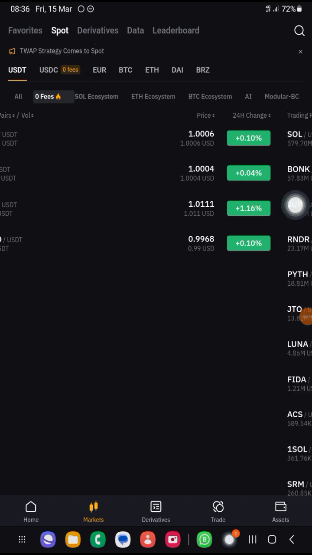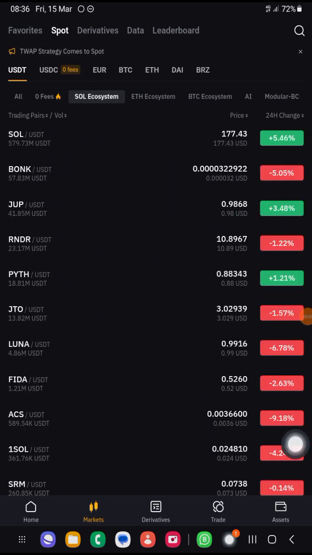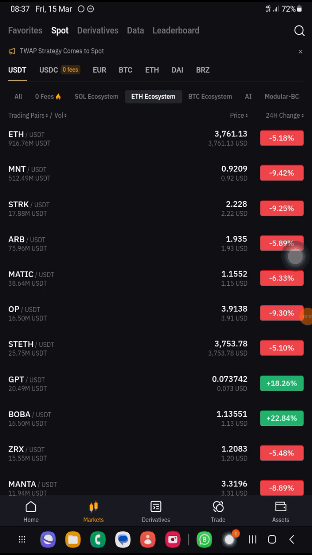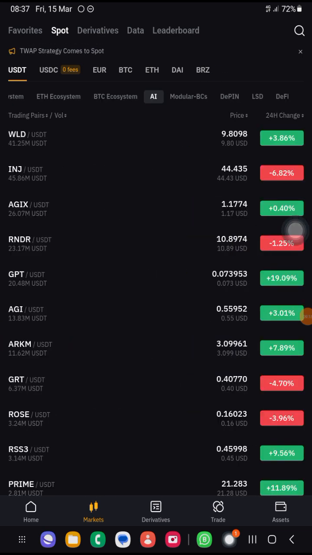They are coins under the SOL ecosystem. See coins under SOL. So you're like, okay, yeah, I've been learning about the SOL ecosystem, people are making money on the SOL ecosystem, let me quickly go and trade coins under the SOL ecosystem. These are coins under the SOL ecosystem. These are coins under the ETH ecosystem. These are coins under the BTC ecosystem. You can also see them here. You can also see coins under AI.